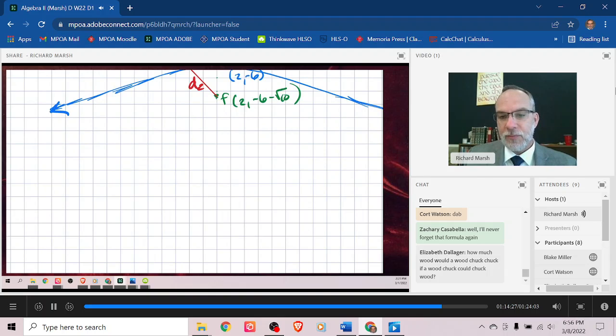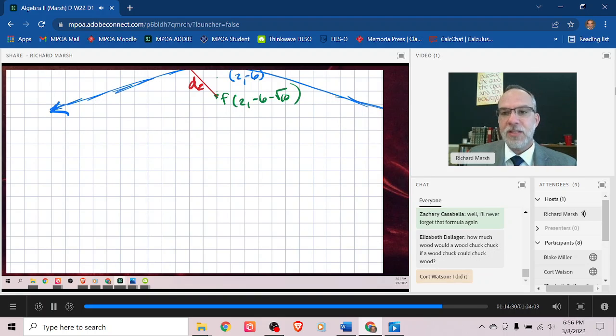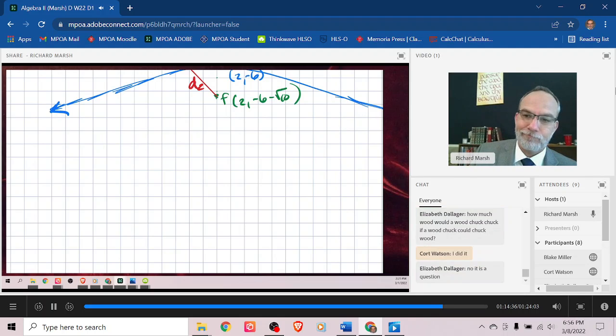How much wood would a woodchuck chuck if a woodchuck could chuck wood? I don't know, Elizabeth. Is this a math joke? Twice as much as half. There you go.